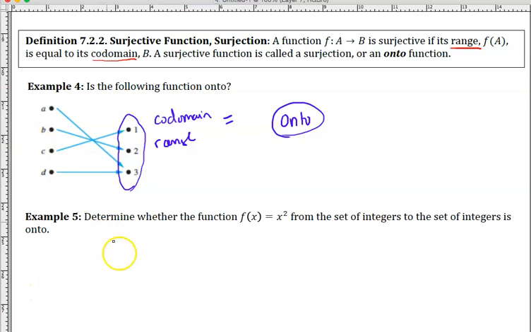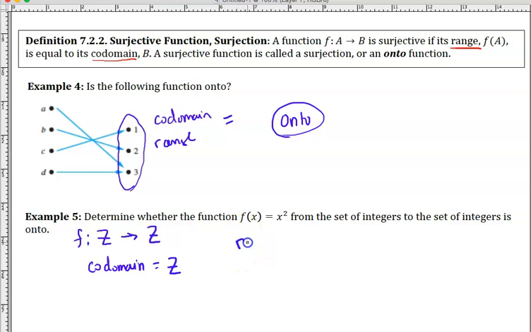Okay, let's look at example 5. Let's determine whether the function f of x equals x squared from the set of integers to the set of integers is onto. Here we're looking from the set of integers to the set of integers. So this is my domain and this is my codomain. The codomain as specified is the set of integers.